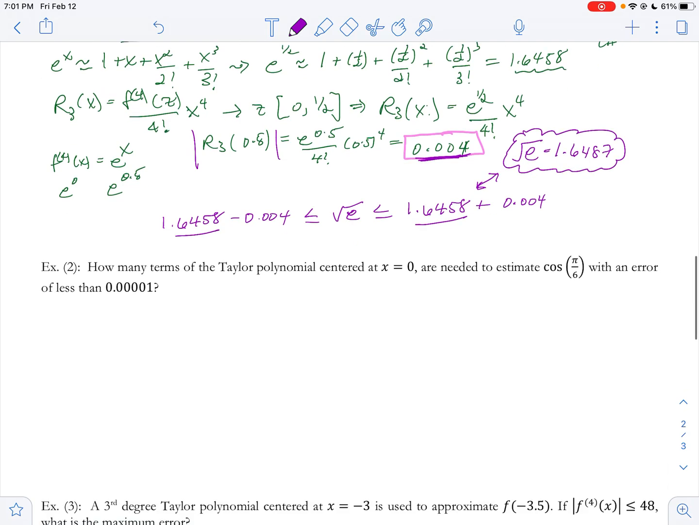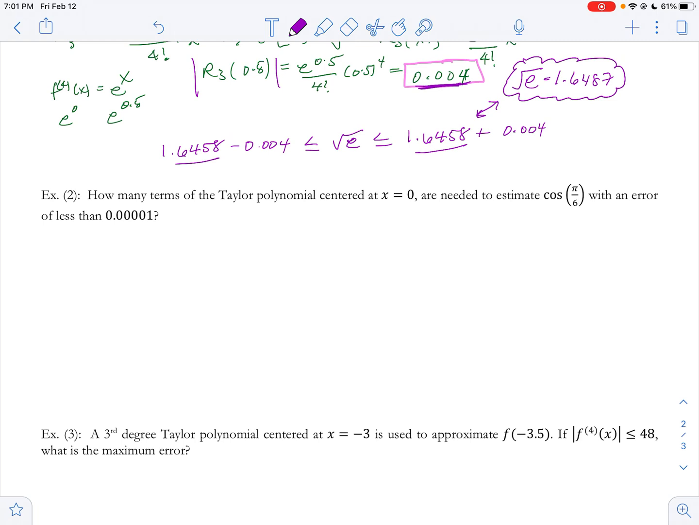How many terms of the Taylor polynomial centered at x equals 0 are needed to estimate the cosine of pi over 6 with an error of less than 0.00001? That's 4 zeros, so that's 10 to the negative fifth. I think it's easier to think about instead of having to count my zeros.